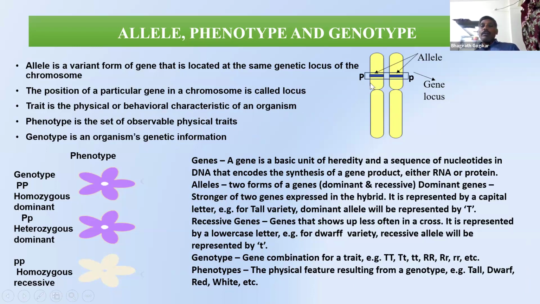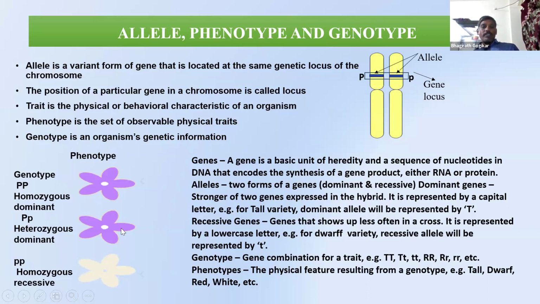For example, in genetical experiments, we write capital T, small t. This is an allele. Both genes are called alleles or allelic genes, which are located at the same place in the homologous chromosomes, the same locus. This maintains the genetic information of an organism in the form of genotype. Genotype is an organism's genetic information.